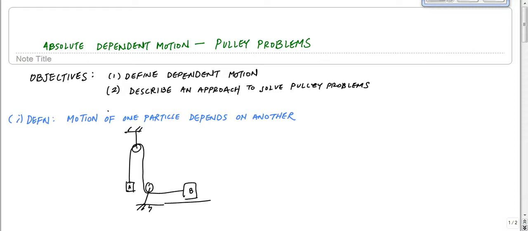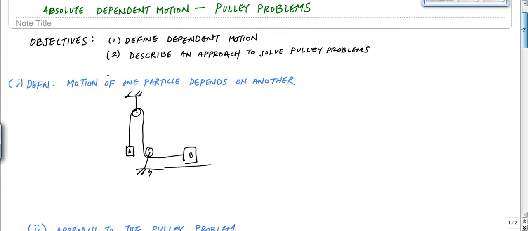Cranes probably have dependent motion as well. Elevators, depending on how they were built, and gosh, what else? I guess just anything that's connected with a cord, and you can model it as two particles. So I guess I've given you enough overview. Let's talk a little bit about how to solve these pulley problems.